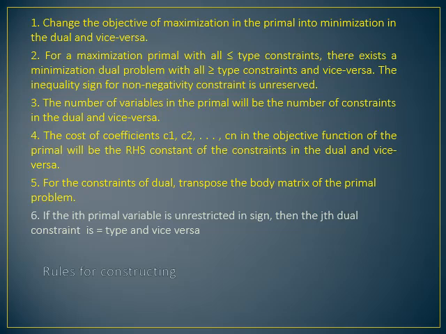If the ith primal variable is unrestricted in sign, then the ith dual constraint is of equality type, and vice versa. These are the rules of constructing the dualistic model. Each linear programming problem has two options: primal and dualistic.